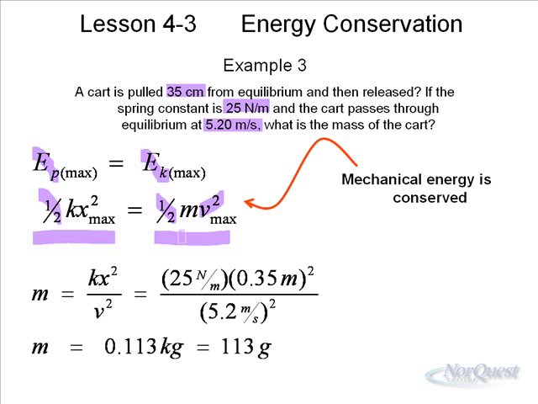And so k is 25, our x is 0.35 meters, and our speed at equilibrium, according to this question, is 5.2 meters per second. When we square all the appropriate amounts, we get an answer of 0.113, which is in kilograms, and of course 0.113 kilograms is equal to 113 grams. So a simple example of knowing that energy is conserved and using that energy conservation where the maximum potential is equal to the maximum kinetic, and solving for one of these unknowns.